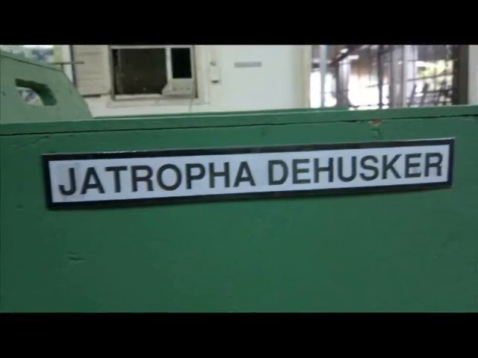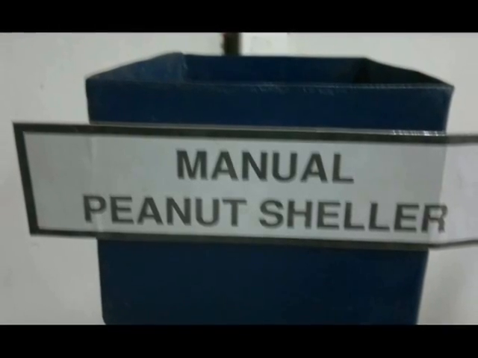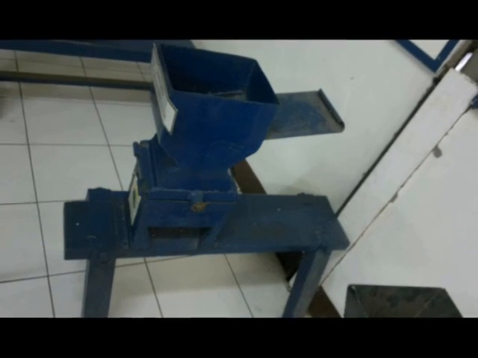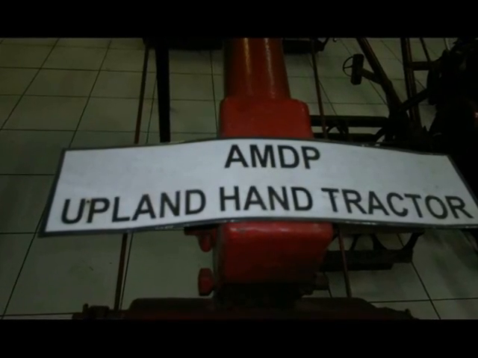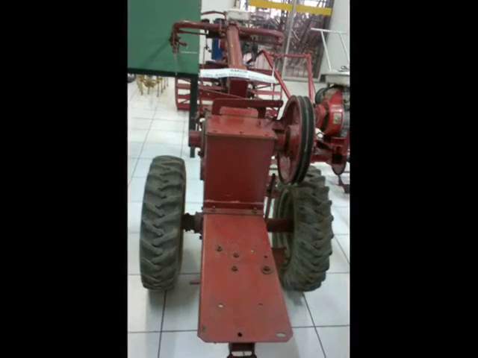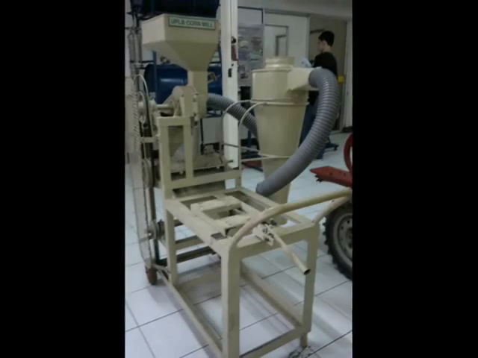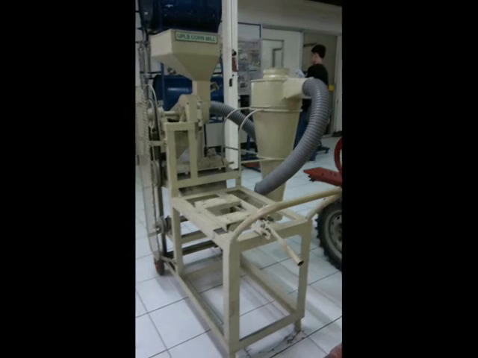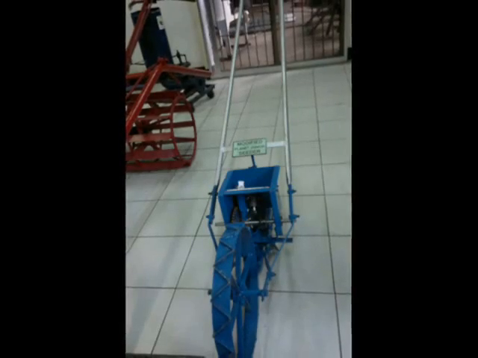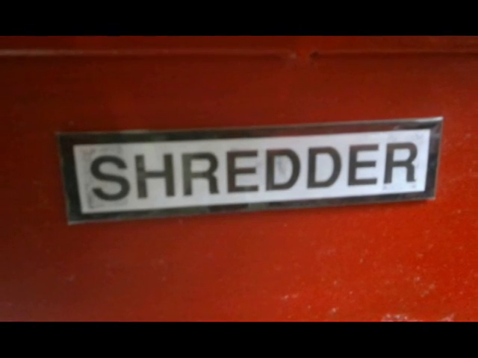Jatropha dehusker, manual peanut sheller, AMD upland hand tractor, UPLB corn mill, modified Planet Junior Seeder, and shredder.